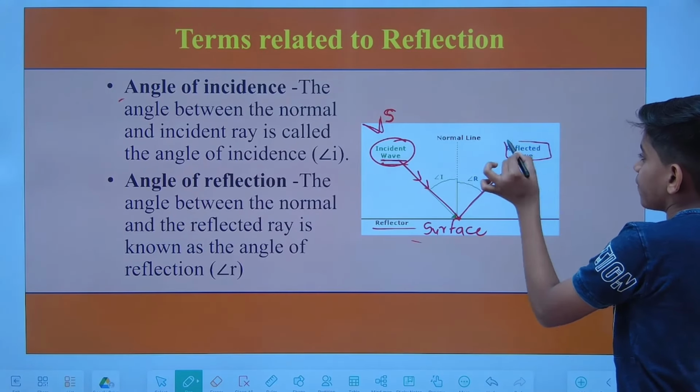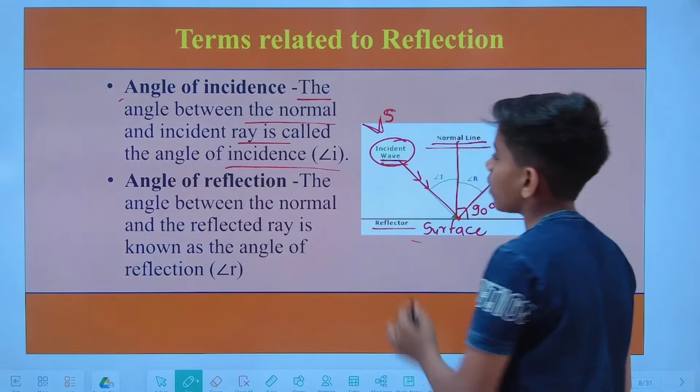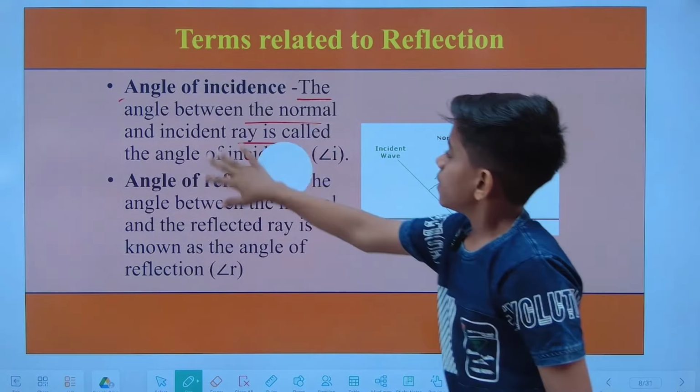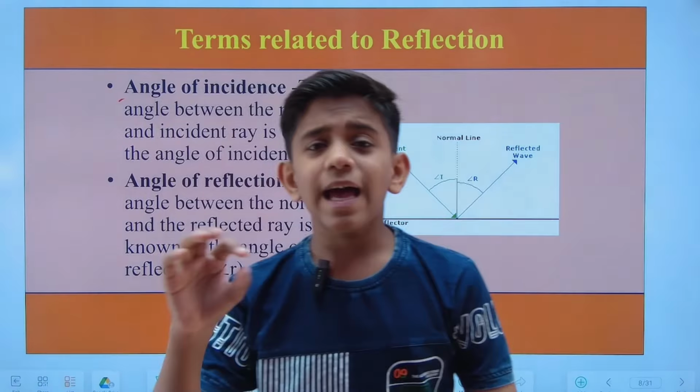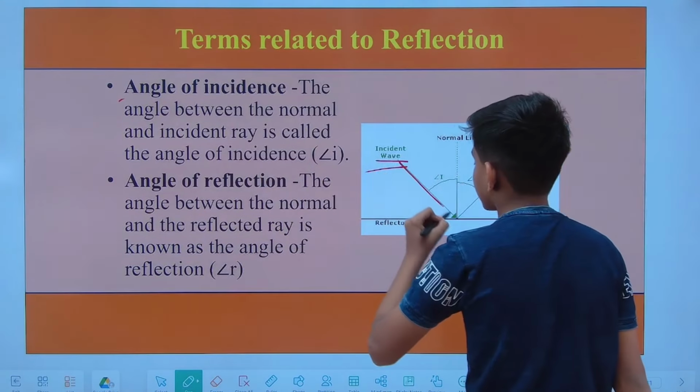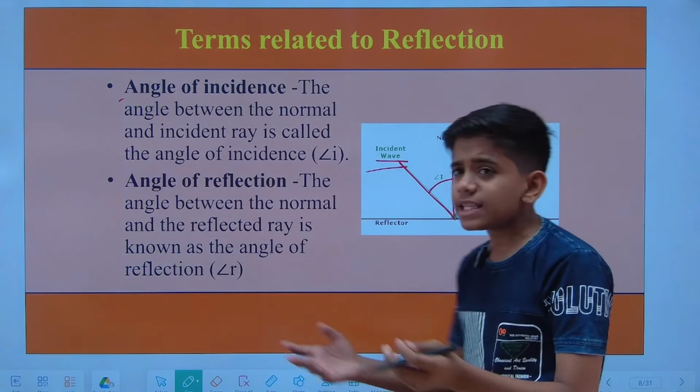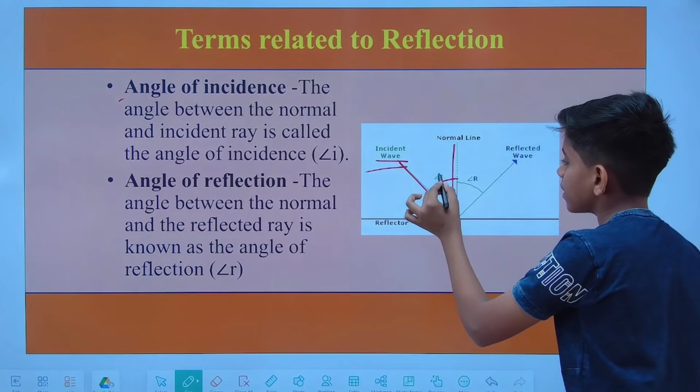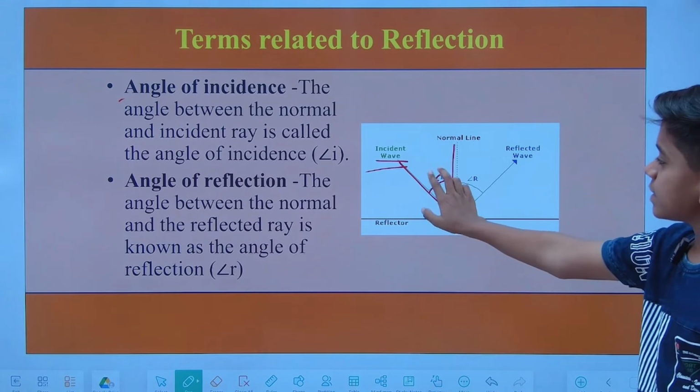It is the same thing given here. Now, the next important term is angle of incidence. The angle between the normal and the incident ray is called the angle of incidence. Now, this is the incident ray. Very simple topic it is, and in a fun way we are going to learn it. This is the normal. The angle formed between the normal and the incident ray is the angle of incidence, and we represent it by small i. So this is the angle of incidence.